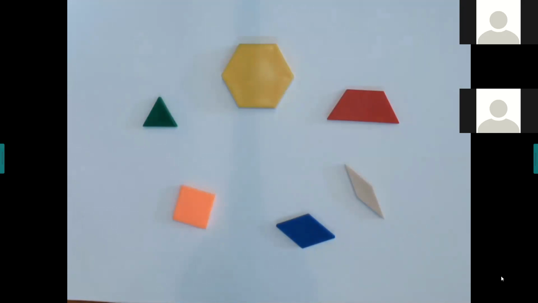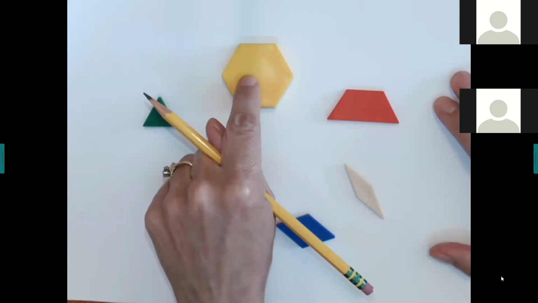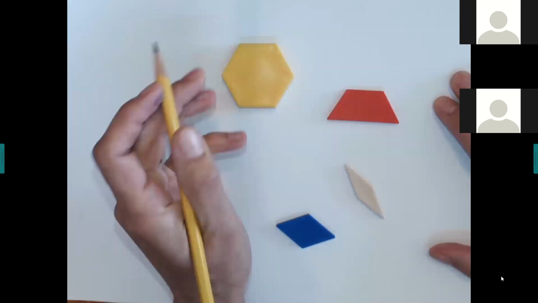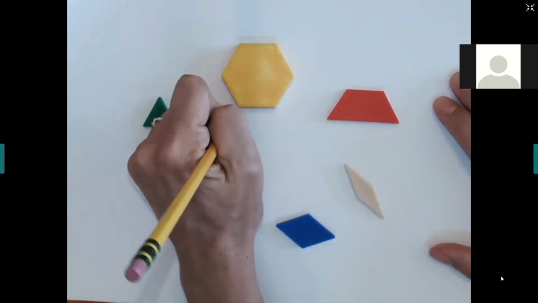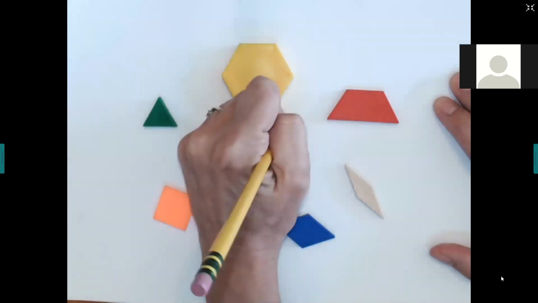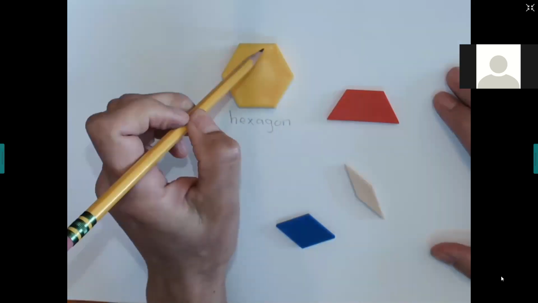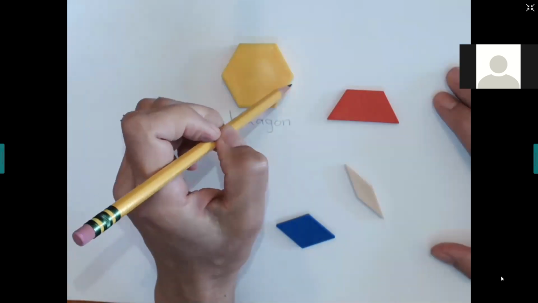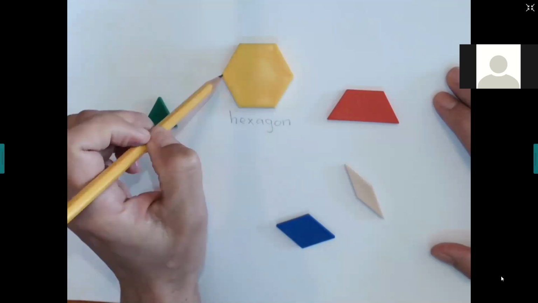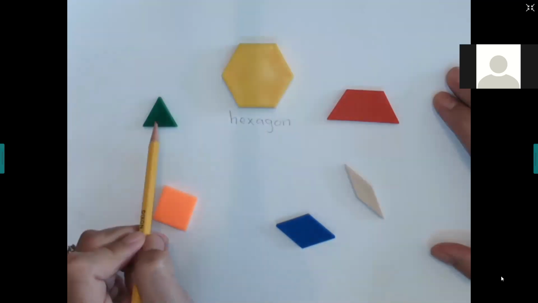I love to see all the hands going up. Wonderful. Isa, what's the name of this yellow shape? Hexagon. It is a hexagon. And I know that it's a hexagon because it has 6 sides. Any shape with 6 sides is called a hexagon. 1, 2, 3, 4, 5, 6. Thank you, Isa. How about this green shape?